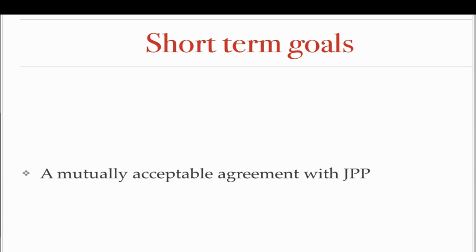Short-term goals. A mutually acceptable agreement with JPP. While Farmdale India has established itself as a reasonably dependable design office for Farmdale global clients and has also started recovering its cost, it is still not a very stable operation. In the short term, Breton has to ensure a mutually acceptable agreement between Farmdale India and JPP soon.